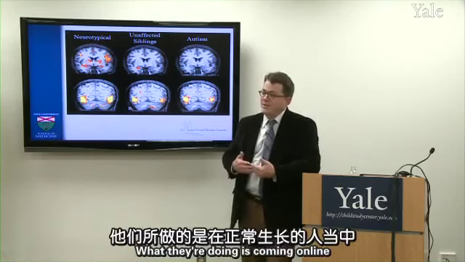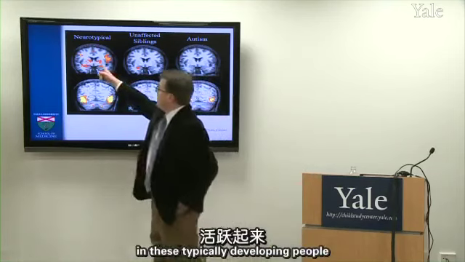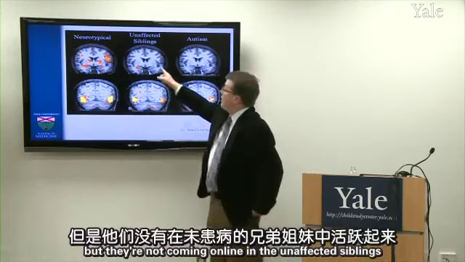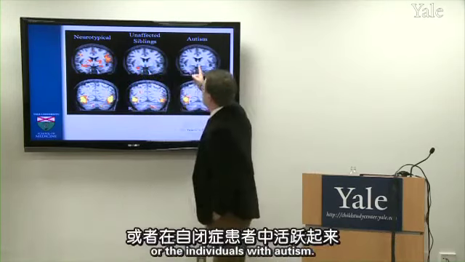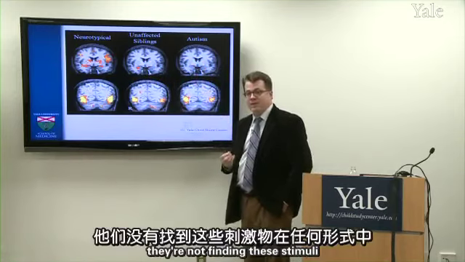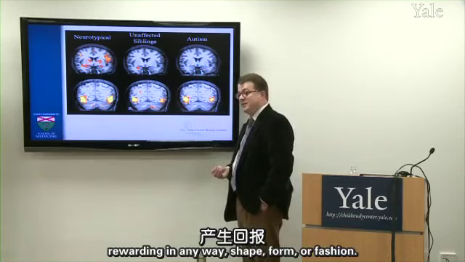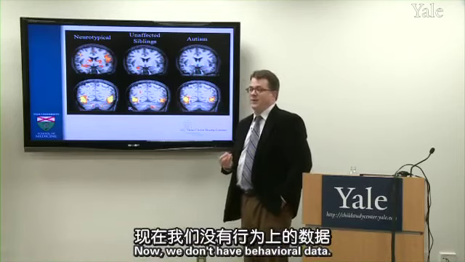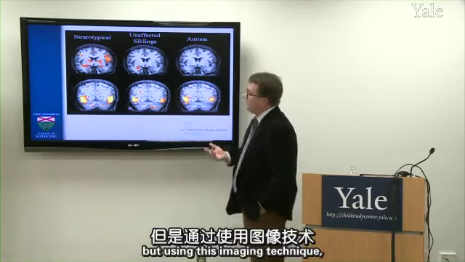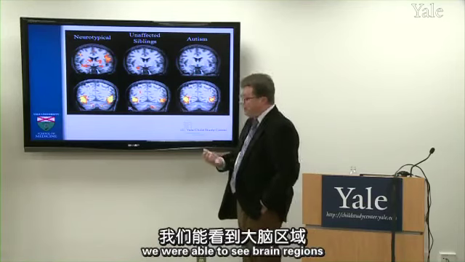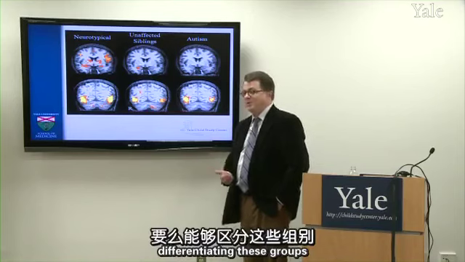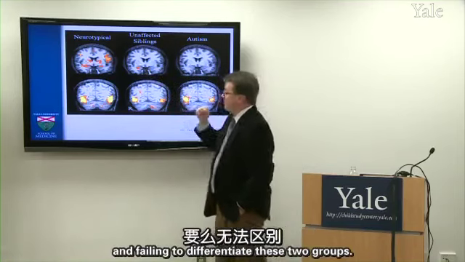And what they're doing is coming online in these typically developing people for biological greater than non-biological motion. But they're not coming online in the unaffected siblings or in the individuals with autism. So it's as though they're not finding these stimuli rewarding in any way, shape, form, or fashion. Now, we don't have behavioral data. We didn't ask the subjects, did you find those rewarding? But using this imaging technique, we were able to see brain regions that are consistent with those interpretations, differentiating these groups and failing to differentiate these two groups.